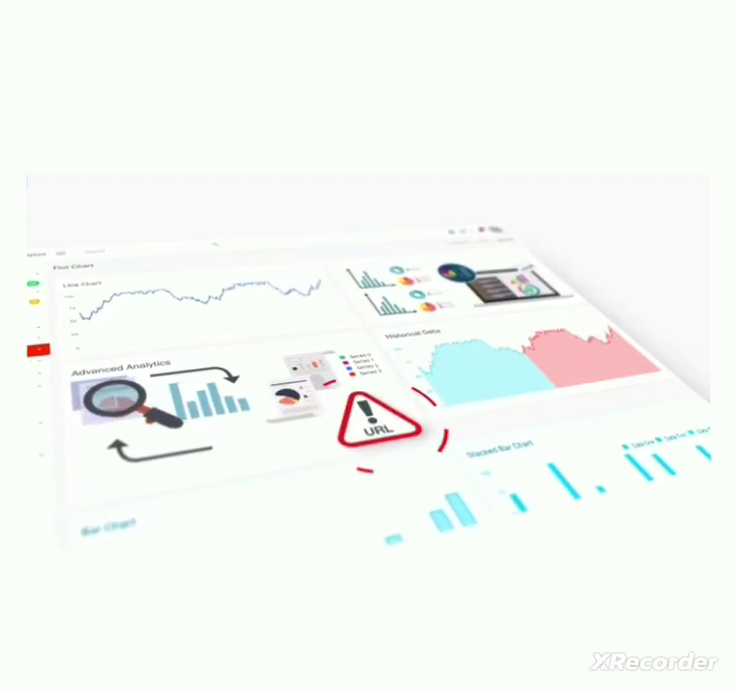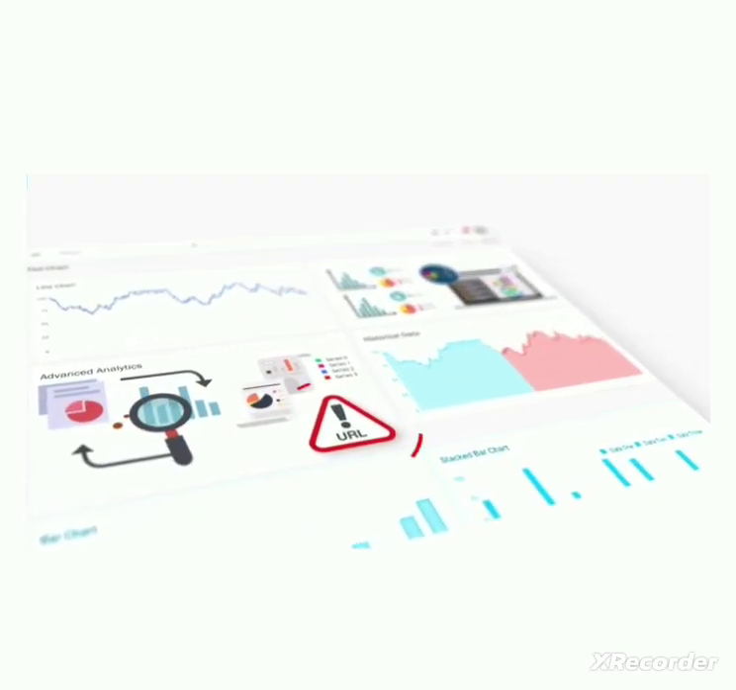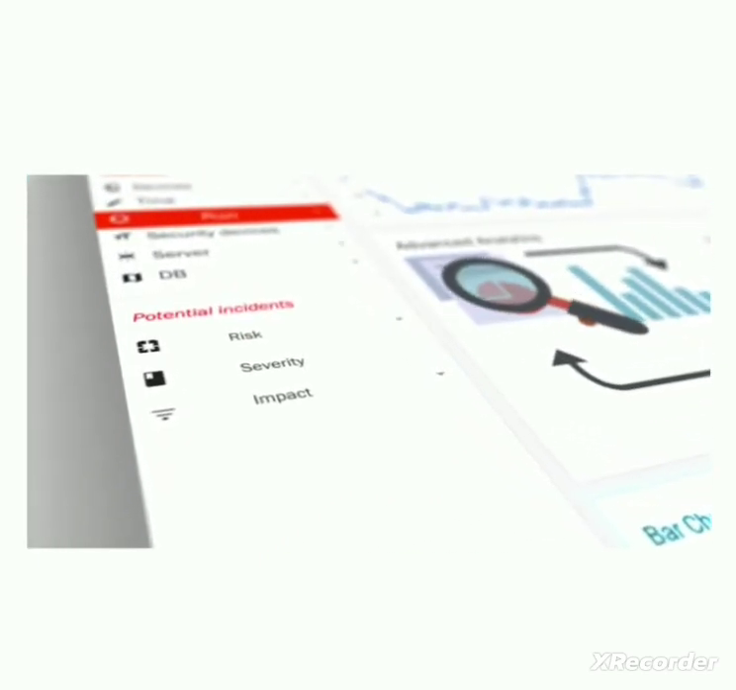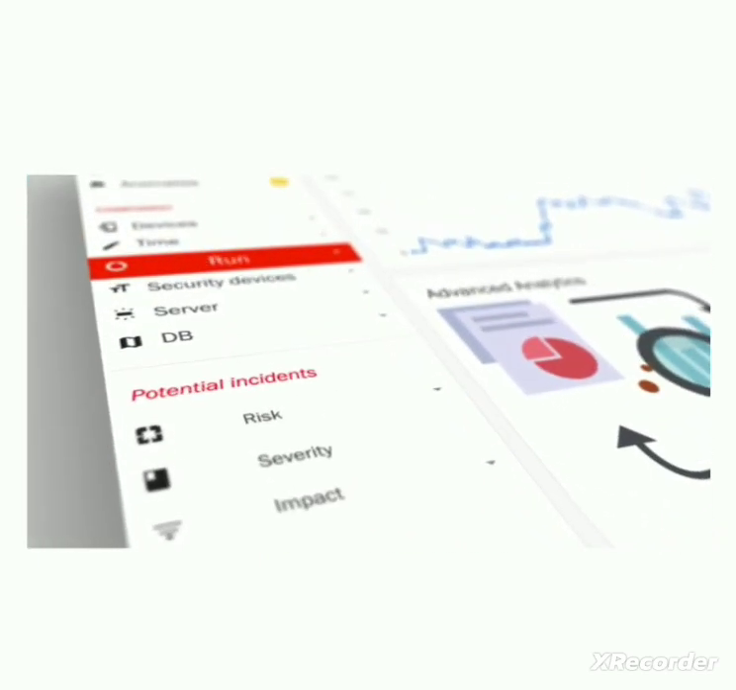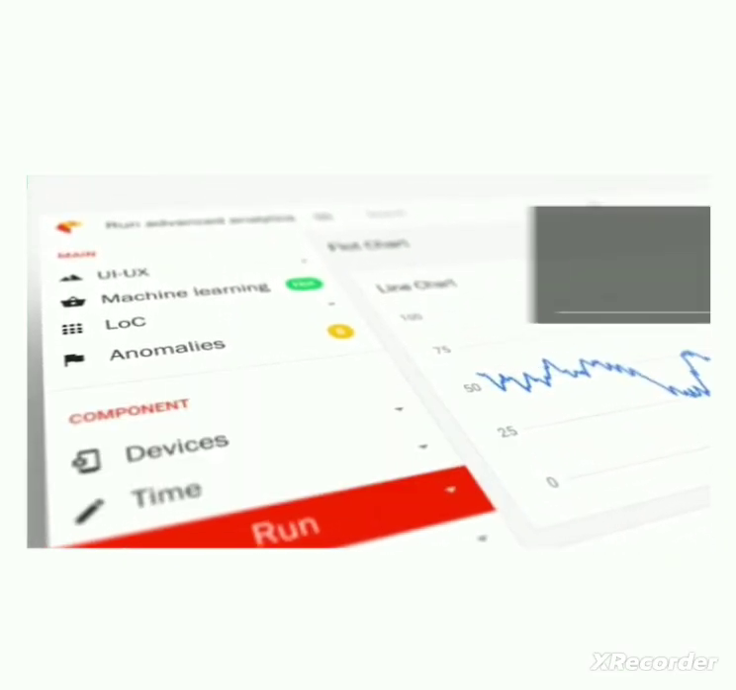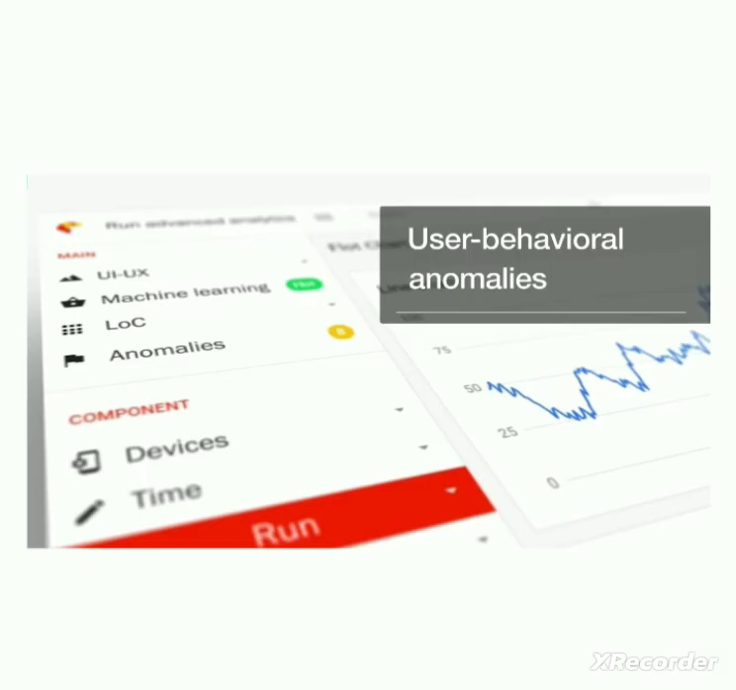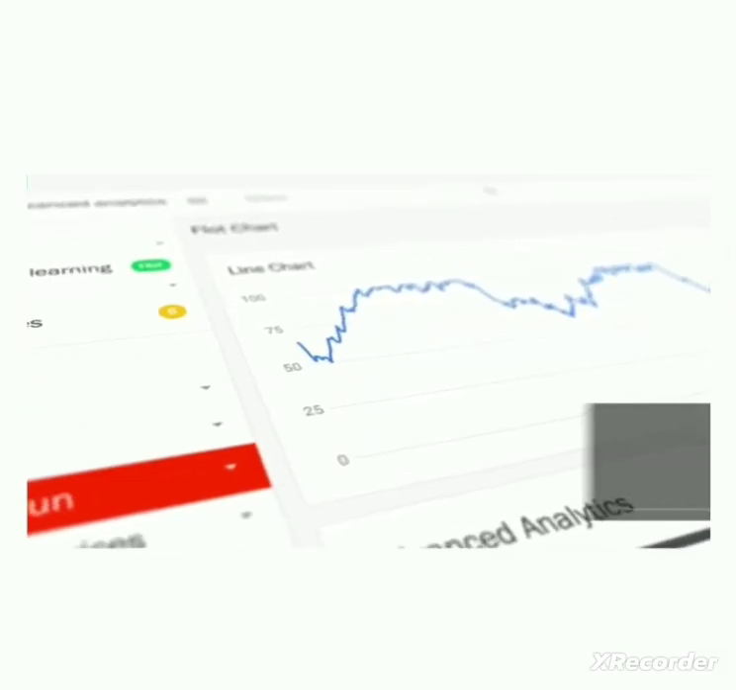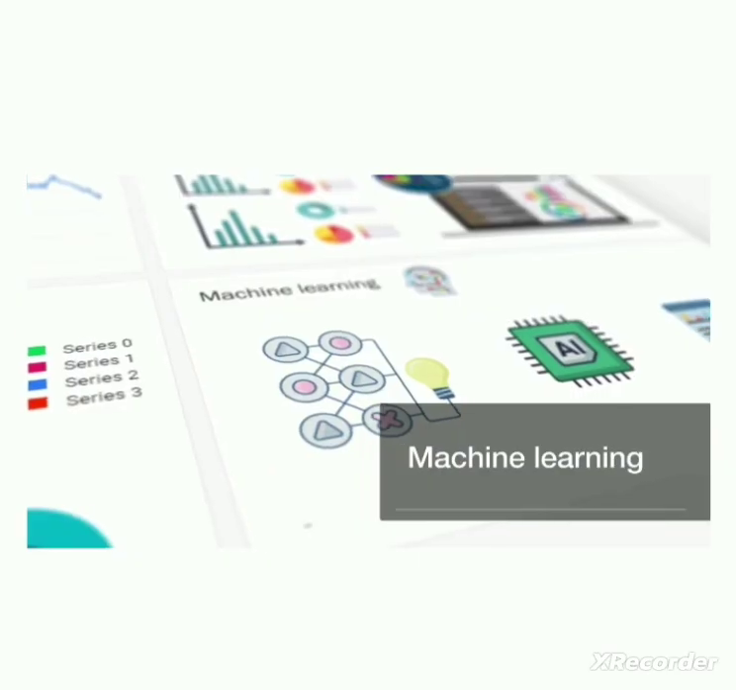2. Run advanced analytics on the data, both in real time and across historical data, to identify potential security incidents that should be investigated by a human. The potential incidents are prioritized by risk, severity, and impact. Over time, these security analytics have grown from employing simple cross-correlation rules to monitoring for user behavioral anomalies, watching for known indicators of compromise, IOC, and applying sophisticated machine learning models.